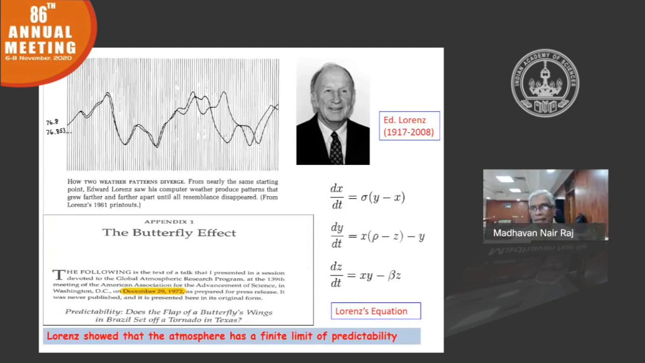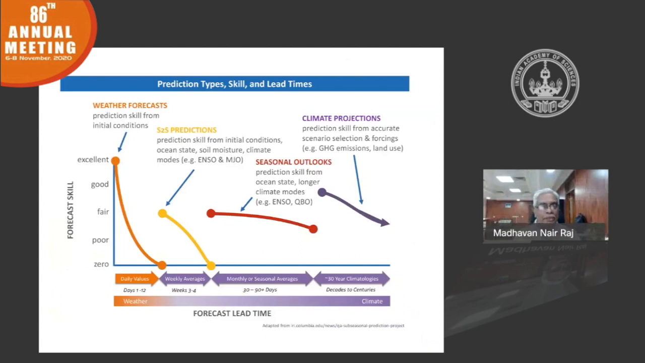This paper clearly shows he tried to solve the equation shown here. He said that the solutions of this equation depend heavily on the initial data he started with. Instead of 76.8, if you use 76.853, the solutions are different. So finally he said that the atmosphere has a finite limit of predictability. If you change the initial condition, even by a small amount, it can give a different solution. He termed it the butterfly effect, or theory of chaos, which many of us know about. So there is a limit of predictability in weather prediction. That is the fundamental thing we need to keep in mind.